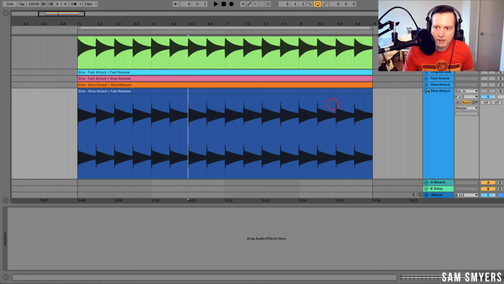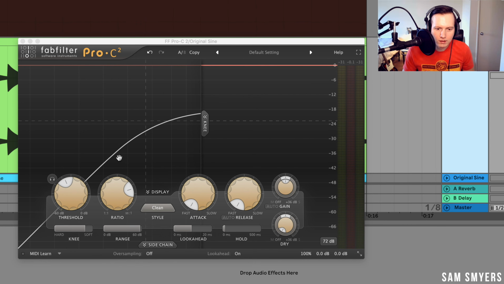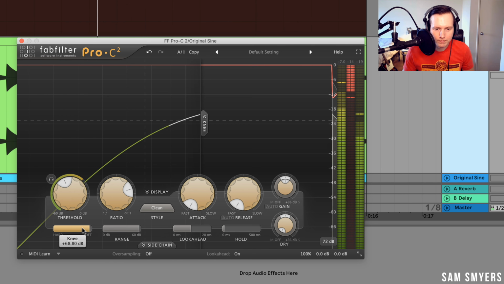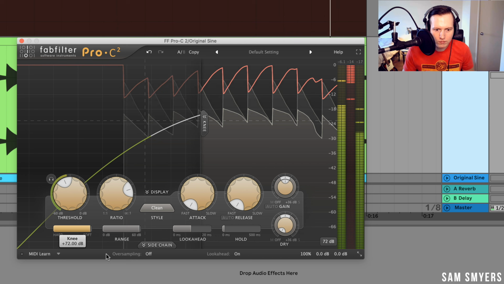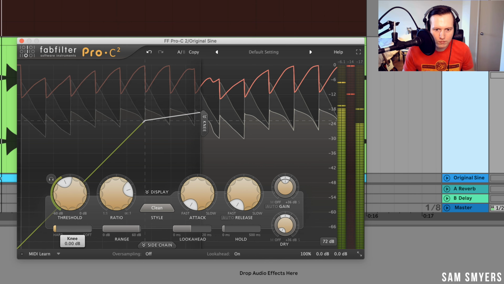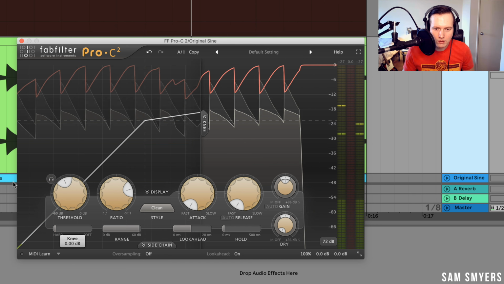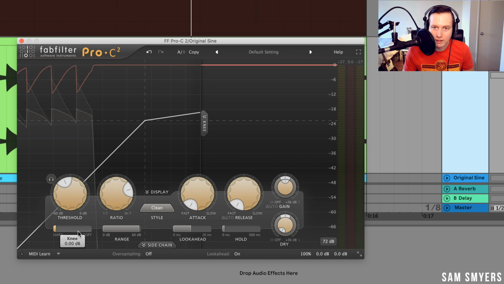Let's go ahead and take a look at the compressor. Here is hard and soft knee. If I change it to hard, we have a harder knee, and to soft, we have a softer knee. So there we can hear the difference between changing it between a hard and soft knee.